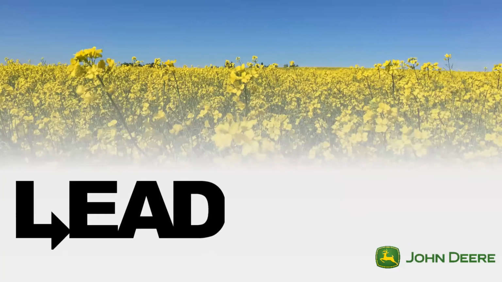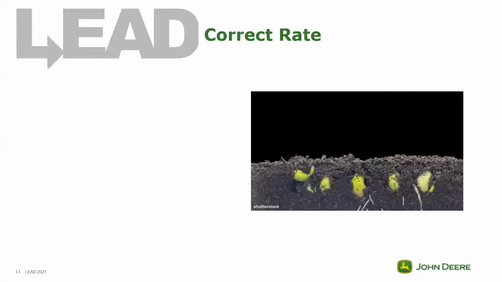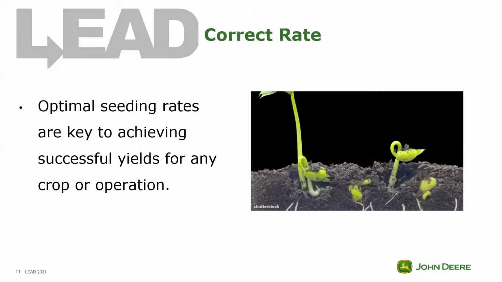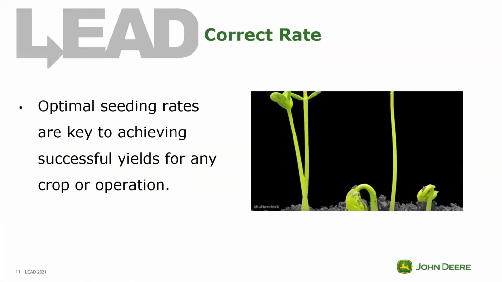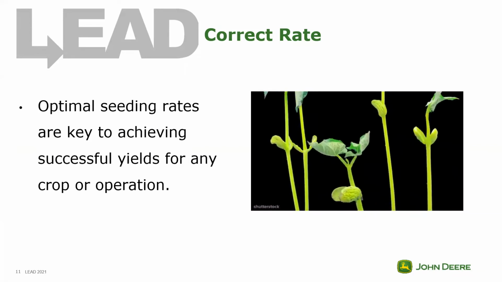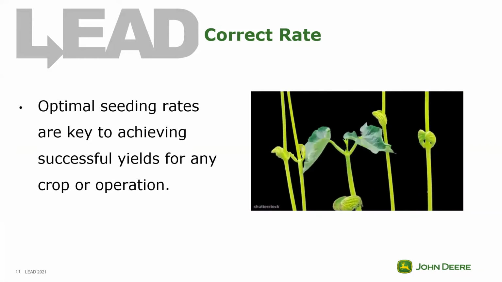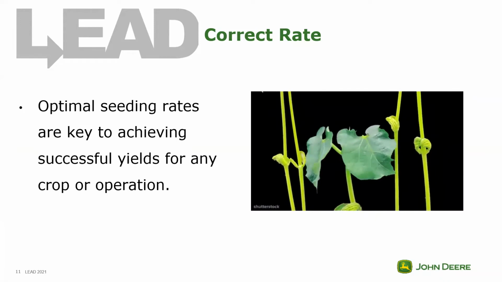Another important factor in profitable yields is the correct rate. As we all know, optimal seeding rates are key to achieving successful yields for any crop or operation. Even though we may calculate and know the optimal seeding rates, it is very important that our equipment is applying those correct rates. The C800, C850 cart and P500 drills make it easier for you to feel confident in placing the correct rate.